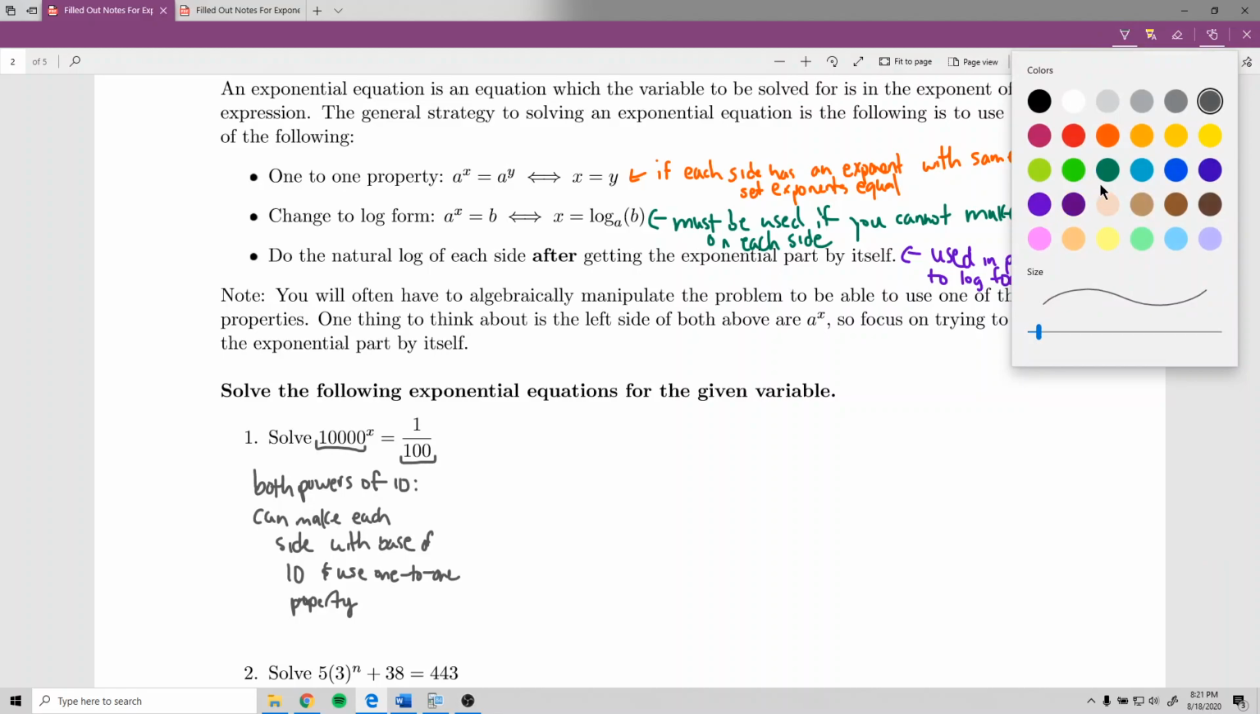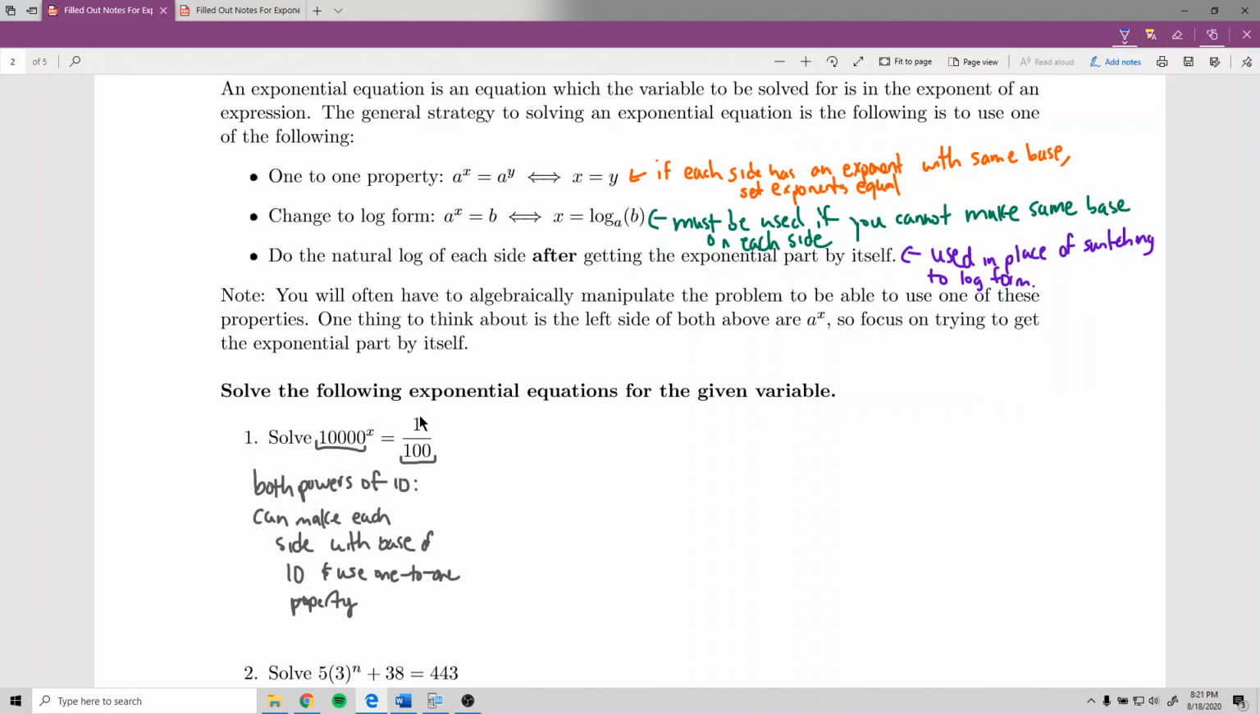You should be a little familiar with switching things to powers of 10 because it's just counting the zeros. What we do first is change the 10,000 and the 100 to powers of 10. If we had 2 and 16 over here, then we would change to powers of 2. Powers of 10 is pretty straightforward because you just count the number of zeros: 10,000 equals 10 to the 4th power, and 100 equals 10 to the 2nd power.